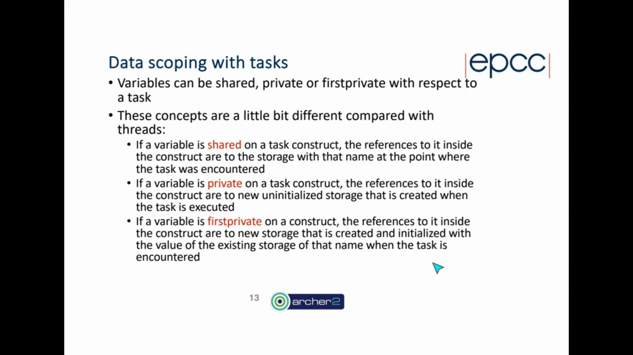For variables that are firstprivate on a construct, that's what we've already seen. The references to it inside the construct are to new storage, but this new storage is created at the point where the task is generated and initialized with the value corresponding to the existing storage with that name when the task was encountered. That's the mechanism we've already seen to capture the value of the pointer to the current item in the list as we go along the list, and then use that for when the task is generated.